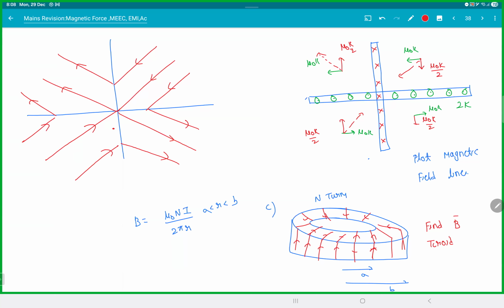These are some good ones. They'll ask you the direction of the field lines. If you remember, we did this thing in electrostatics, sigma minus 2 sigma types. Magnetic field.